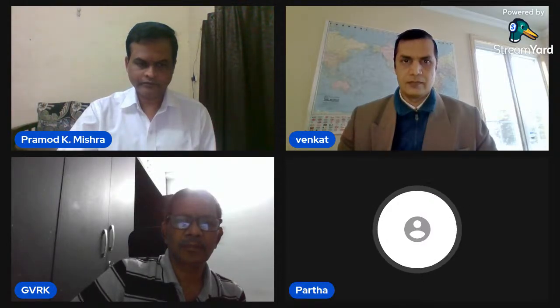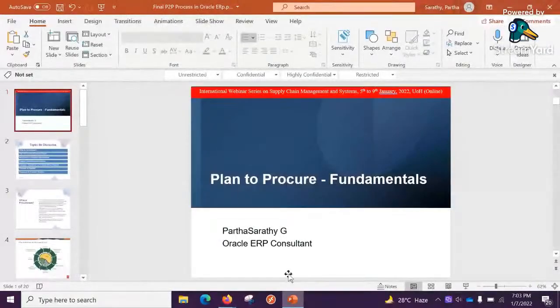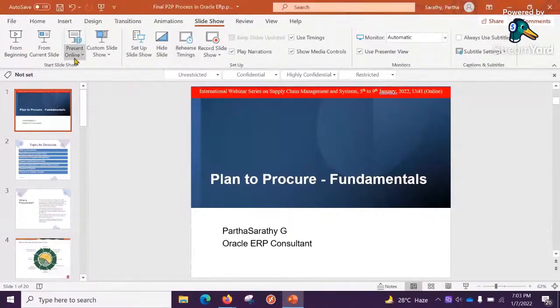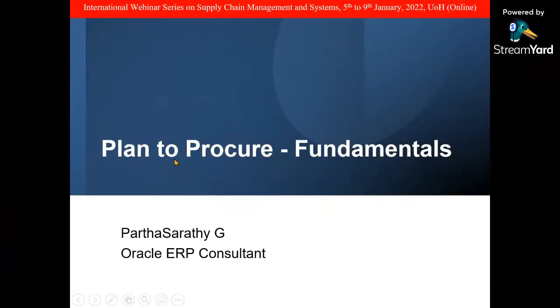So I hope my screen is visible. Yes, very much. Please maximize the screen. F5. Sure. You can zoom. Yeah, sure. Slideshow. Yes. Thank you very much. So thanks, Pamoji. I'll take on from here.